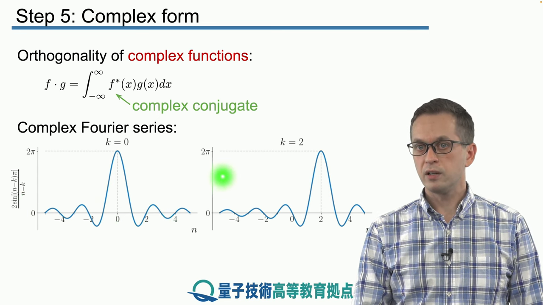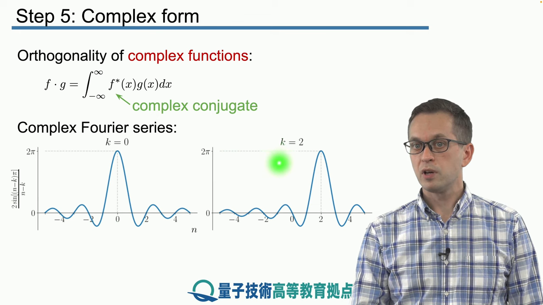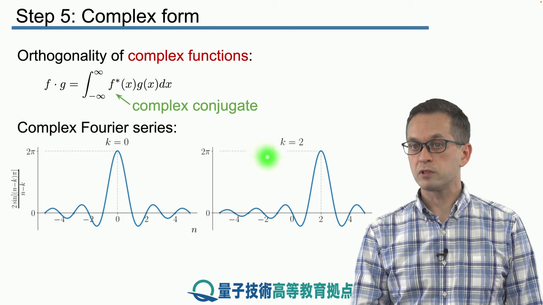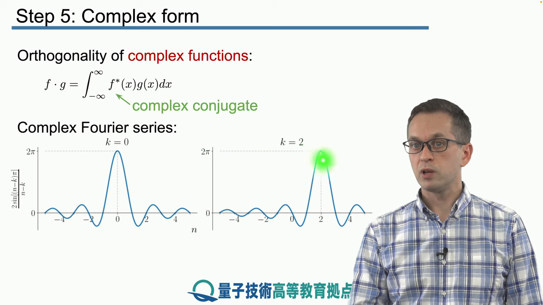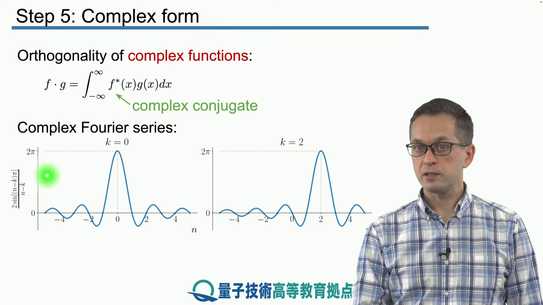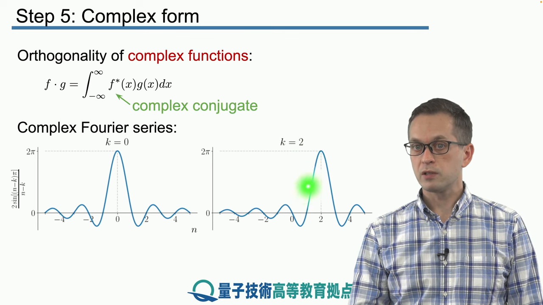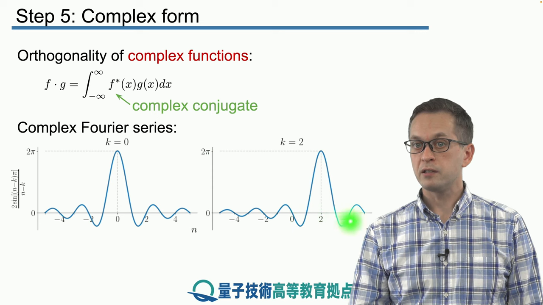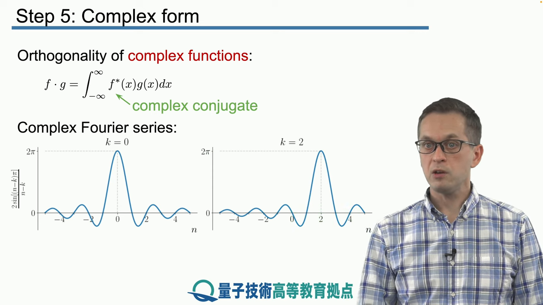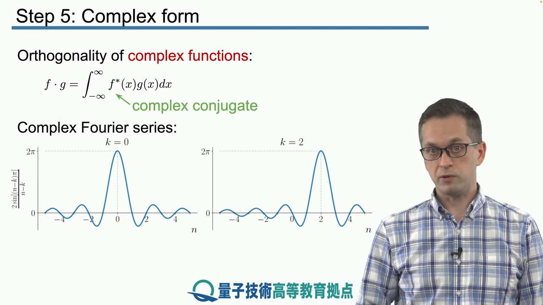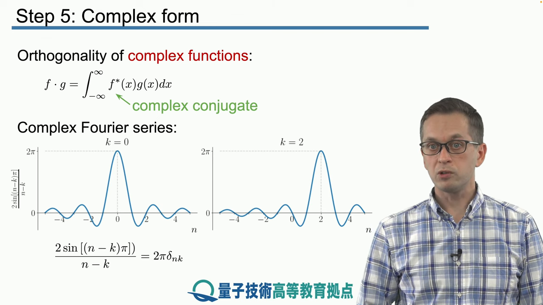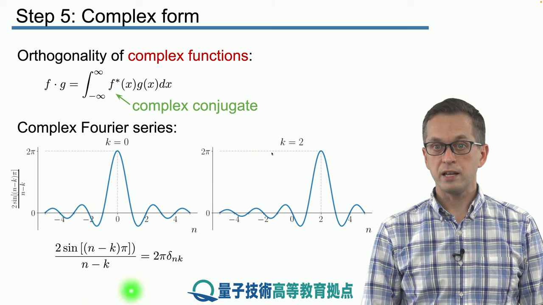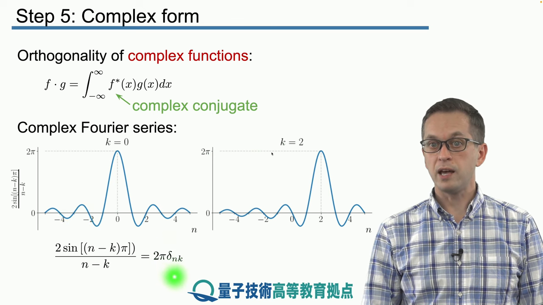How about for different k? Let's say that we pick k equals 2. What happens then is this peak now moves from the position n equals 0 to position n equals 2. So again, our intuition from this case still holds. When n is equal to k, we've got our peak, and the function is 2 pi, and at any other integer value for n, for example, n equals 3 or n equals 0, the function is equal to 0. So from that, we can conclude that this function right here is equal to 2 pi times delta nk.